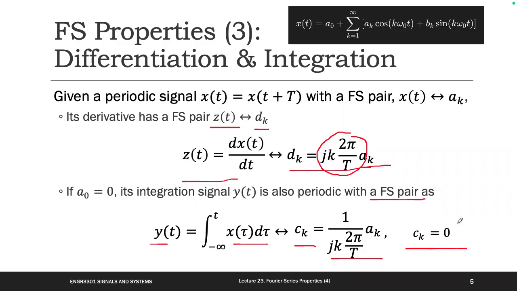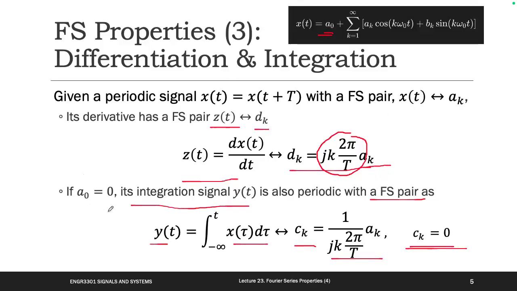Actually, we know that this is x(t), the original signal. If we want the signal after integration to be periodic, this part, a naught, must be 0. If x(t) has no constant term, after integration there must be no constant term. That makes sense to you? So that's the reason why c naught also equals 0, because a naught equals 0.